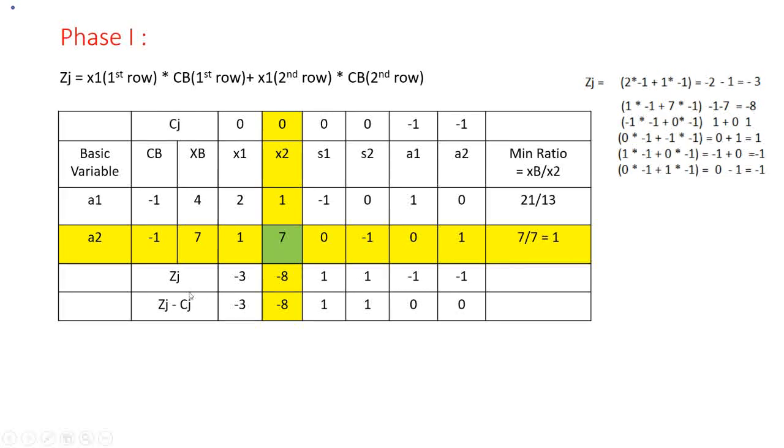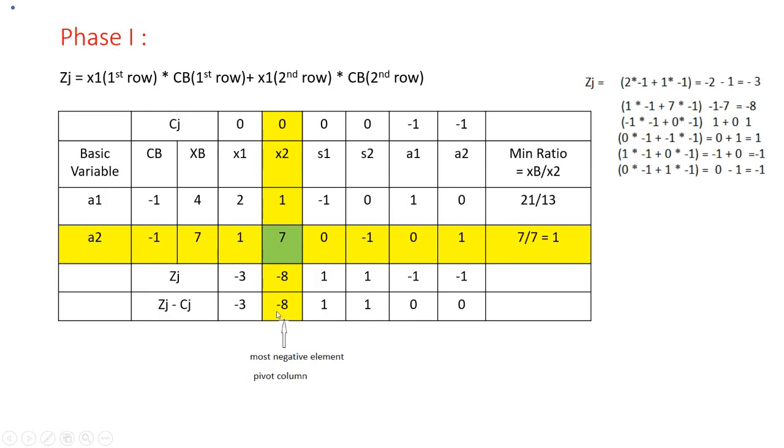After finding the Zj and Zj minus Cj, find out the pivot column and row. In the simplex method, we discussed how to find the column and row. First, find the pivot column. Consider this Zj minus Cj row. What is the most negative element? The negative elements are -3 and -8. Between these two, the most negative element is -8. So consider this column as the pivot column. So here x2 is our pivot column.